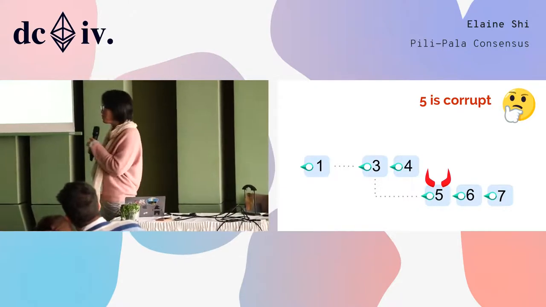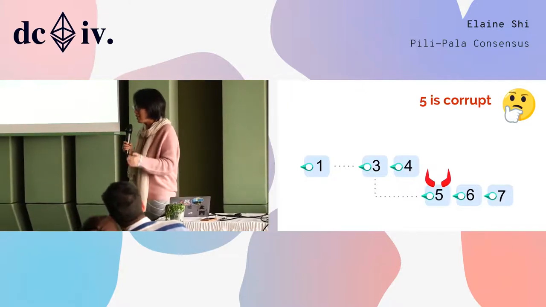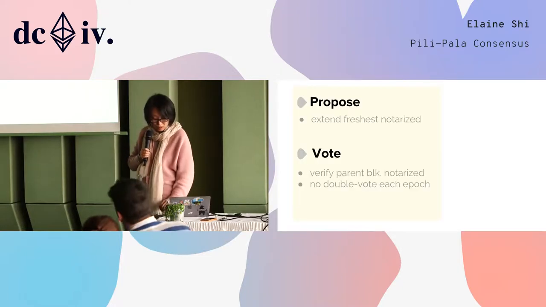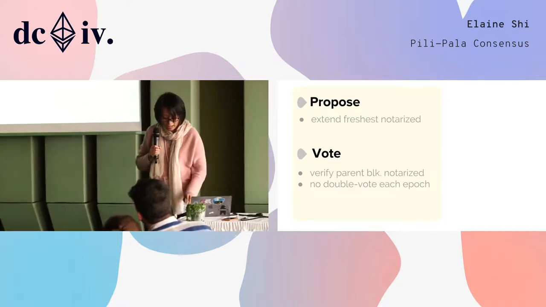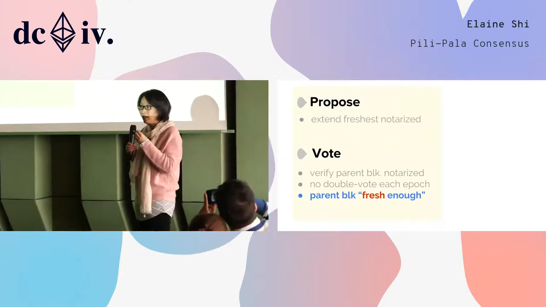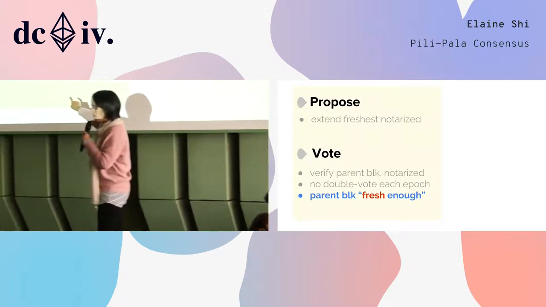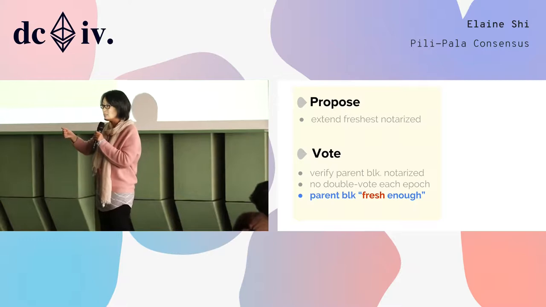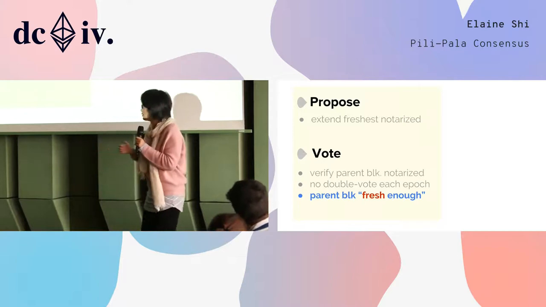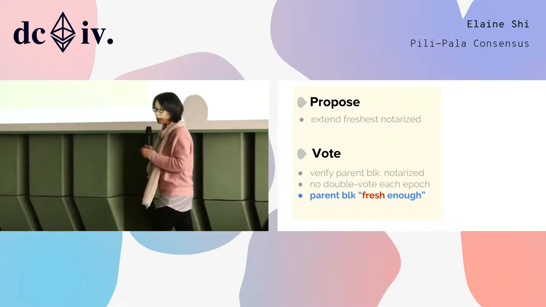In fact, in the extreme case, if I'm malicious, I can extend from a very, very ancient block from the past. And that's not going to be okay. So the fix is actually very natural. This was the protocol we had earlier, and I'm just going to add an additional rule to the voting: whenever I vote for a block, I will make sure that the parent chain is fresh enough. If this proposed block is extending from something way back in the past, I'm going to refuse to vote on it.